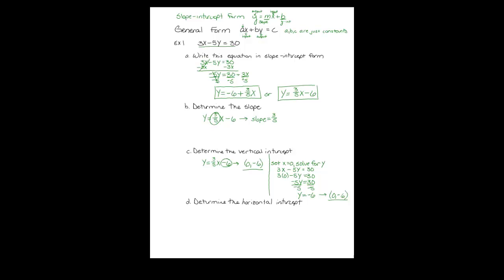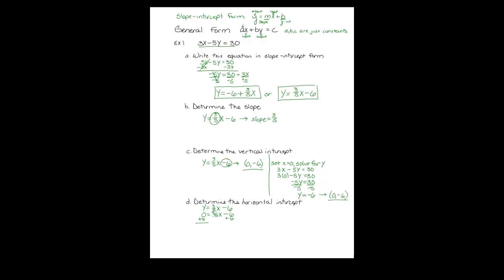Now part D, we're asked to determine the horizontal intercept. And this, if we were starting from slope-intercept form, y equals 3/5 x minus 6, we couldn't just pick this out of the equation. We had to do a little bit of work. Remember, you had to set y equal to 0 and solve for x. So this became 0 equals 3/5 x minus 6.